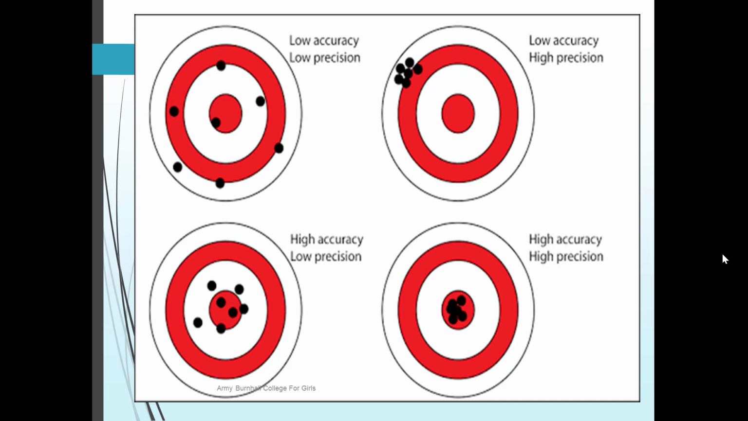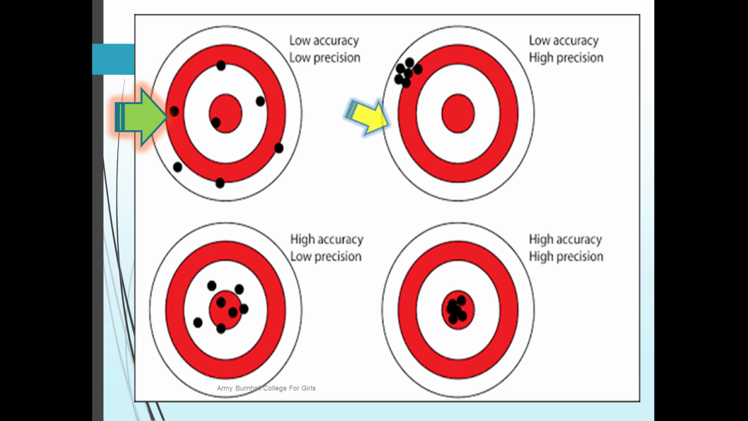What is happening? This figure is showing low accuracy and low precision. Why low accuracy and low precision? Because over here, all the values are not close to each other and they are neither close to the bull's eye. So there is neither accuracy nor precision.